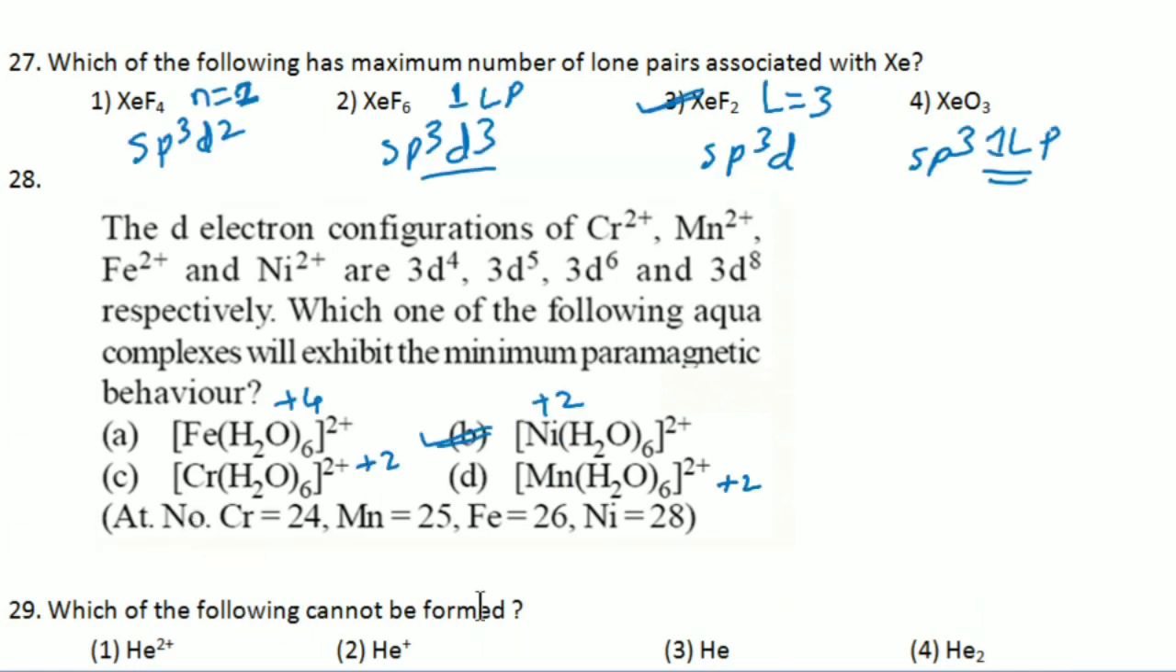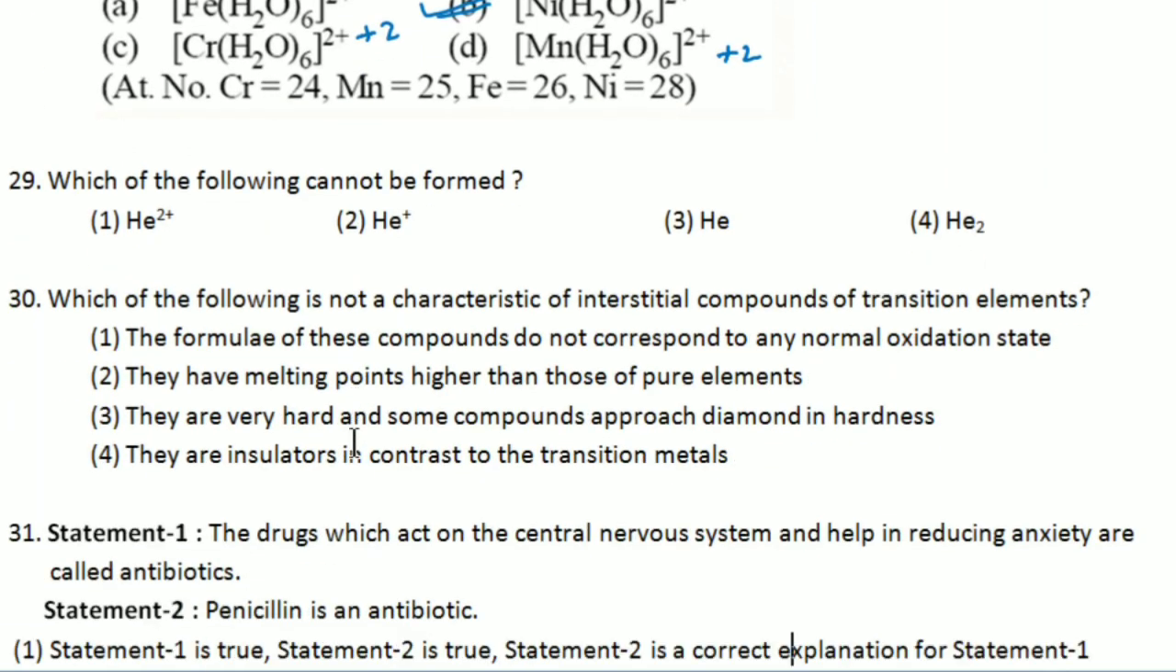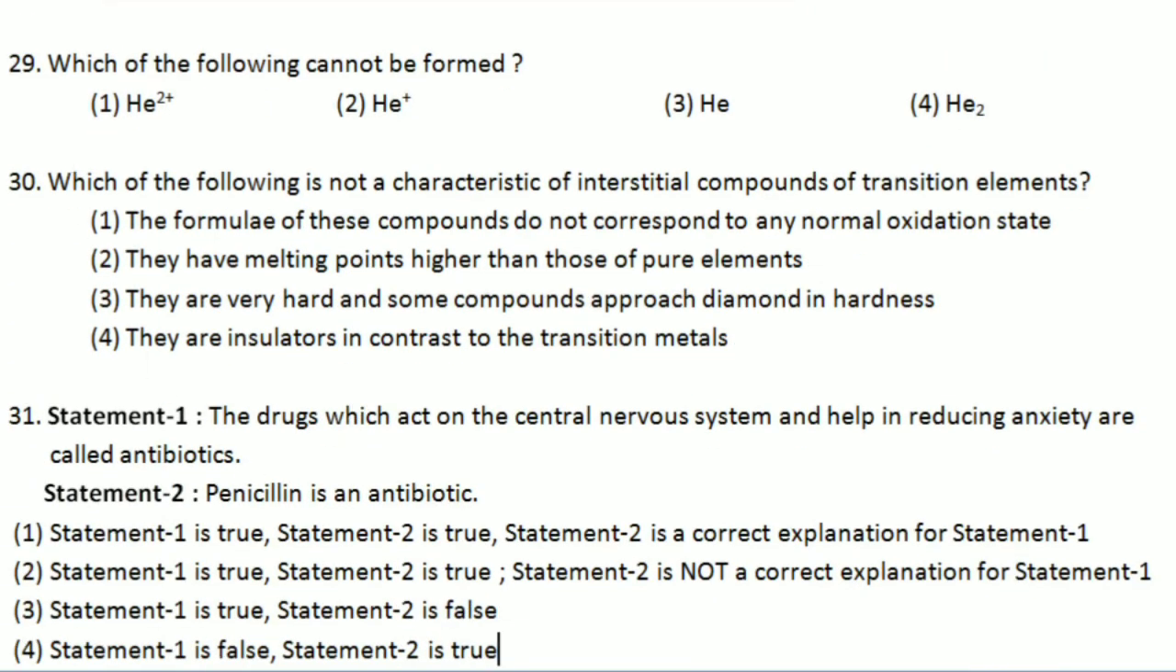Which of the following cannot be formed? So cannot be formed, remember, in this particular case, according to molecular orbital theory, if I follow, so helium molecule does not exist, so the answer for this question is 4.